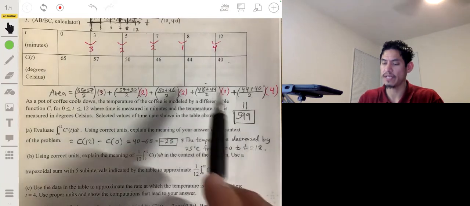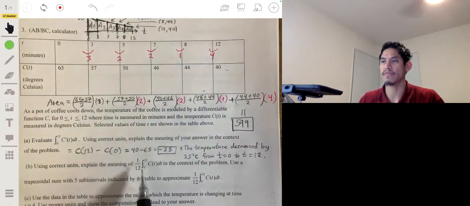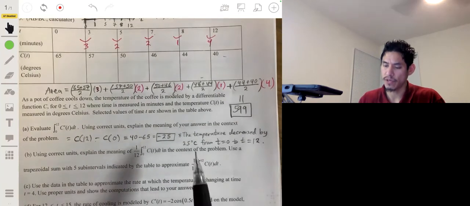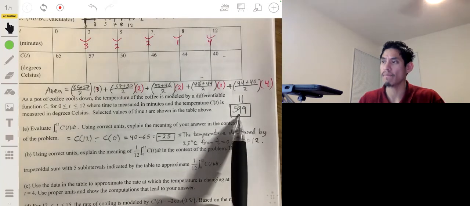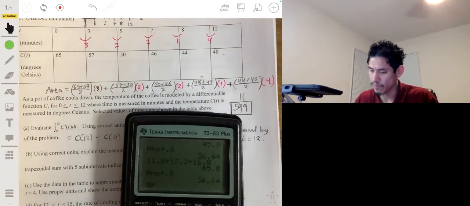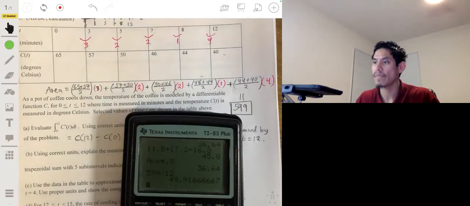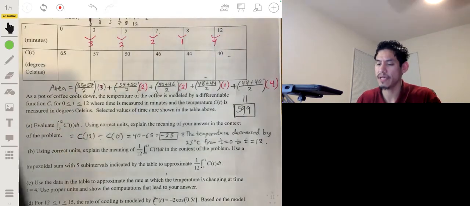Now 599 is the total area from 0 to 12. But remember, we're going to take this value and multiply it by 1/12. So 1/12 times 599, and we have about 49.92-ish. Now, what does this mean?